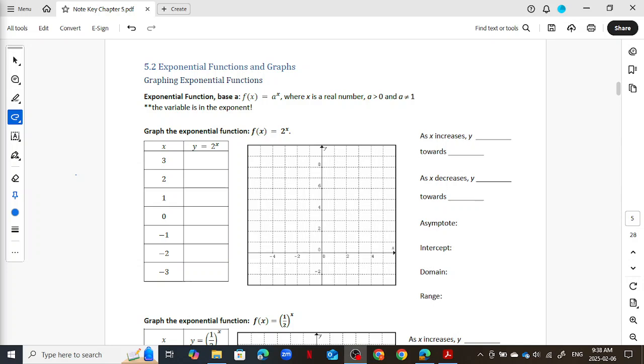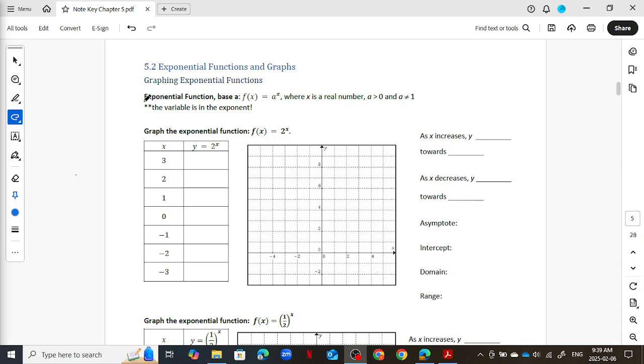All right, so now what we're going to do is start graphing exponential functions, and then we are going to transform them, and then the next day we're going to relate this to logarithmic functions. So, graphing exponential functions. What makes something an exponential function?